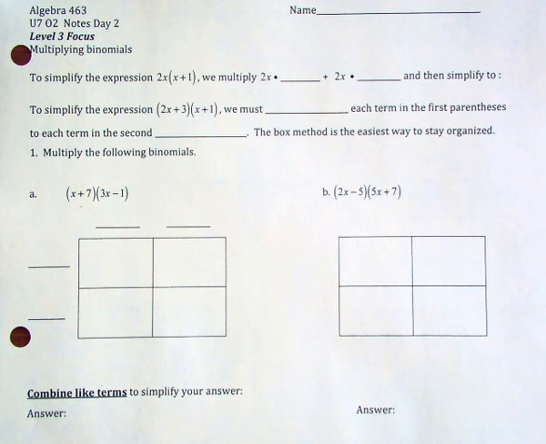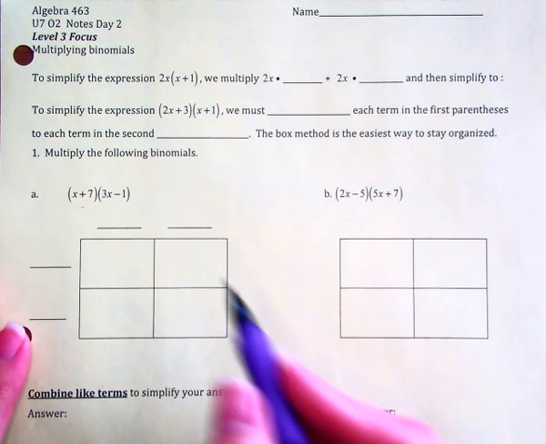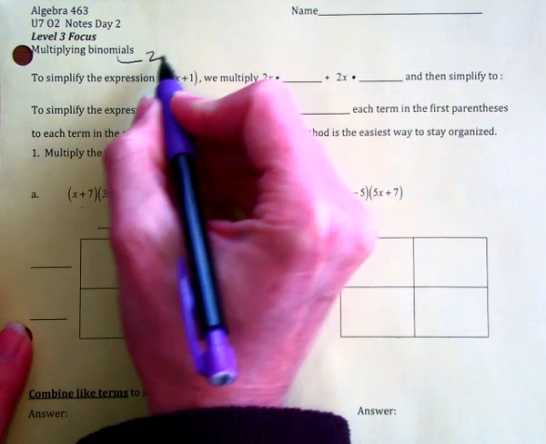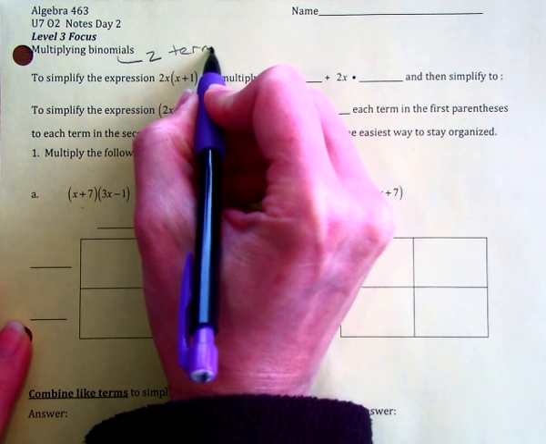Okay, just remember last class that we were looking at multiplying monomials times binomials and trinomials, the idea of multiplying polynomials. We're going to continue on, and we're on to level 3 now. And level 3 talks about multiplying specifically binomials. Remember what a binomial means. It means you have two terms.